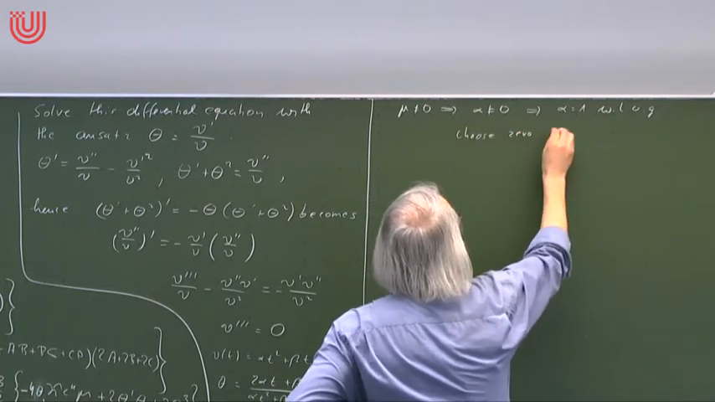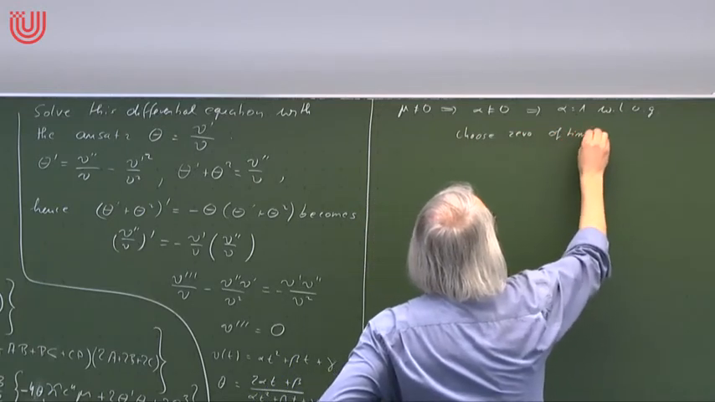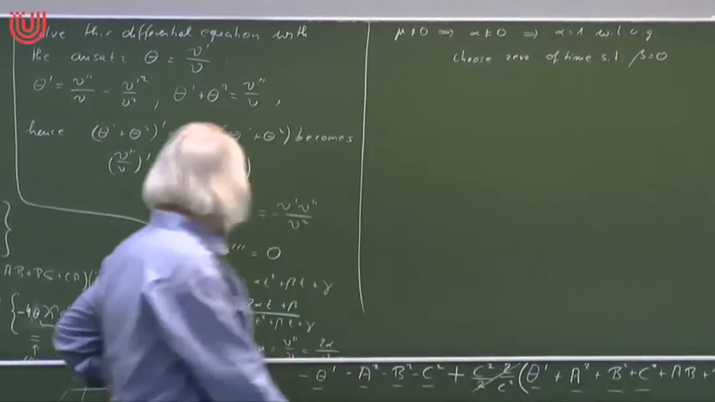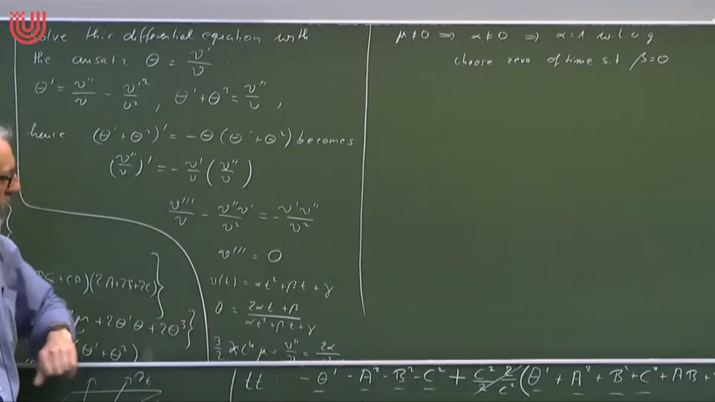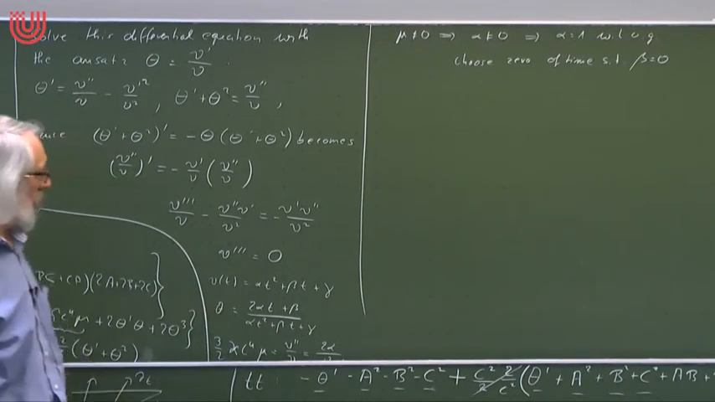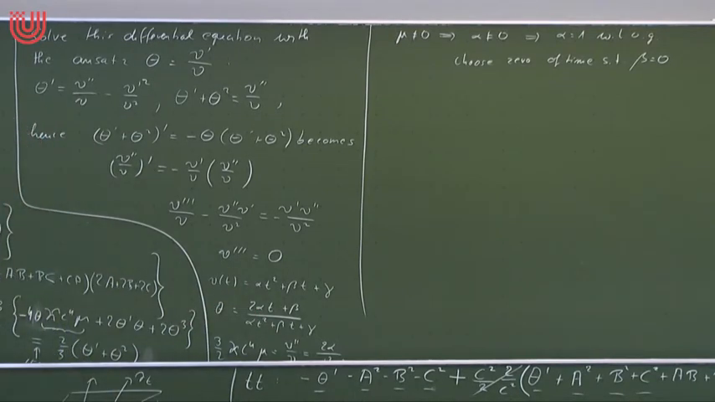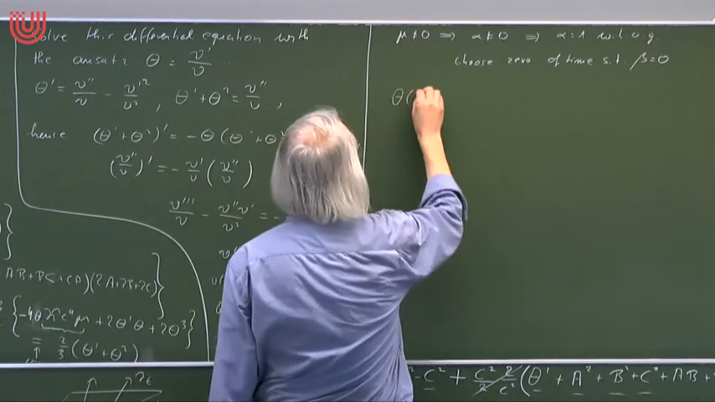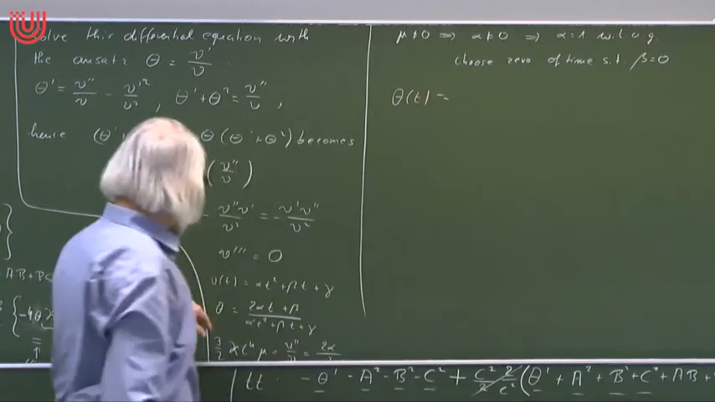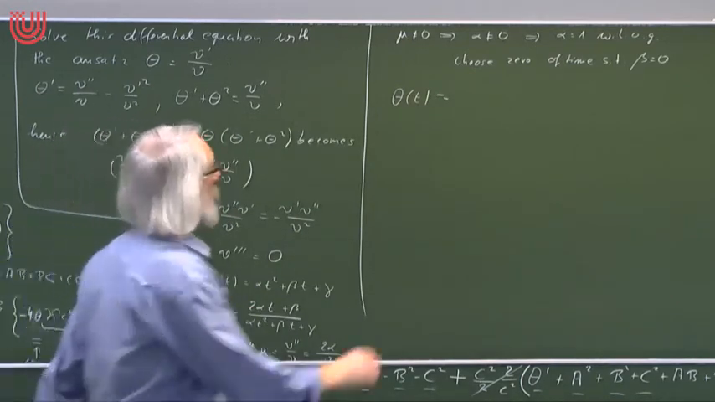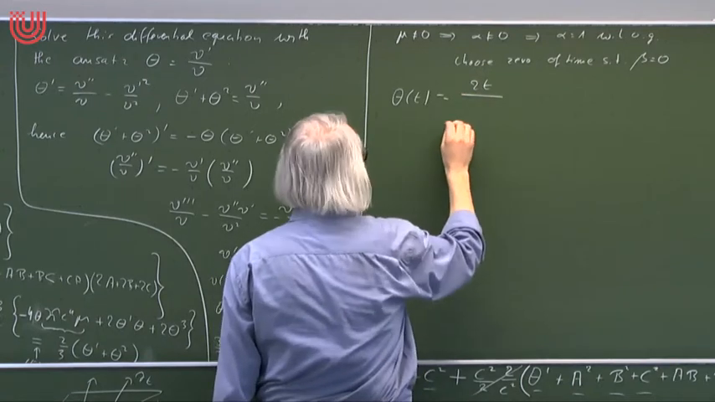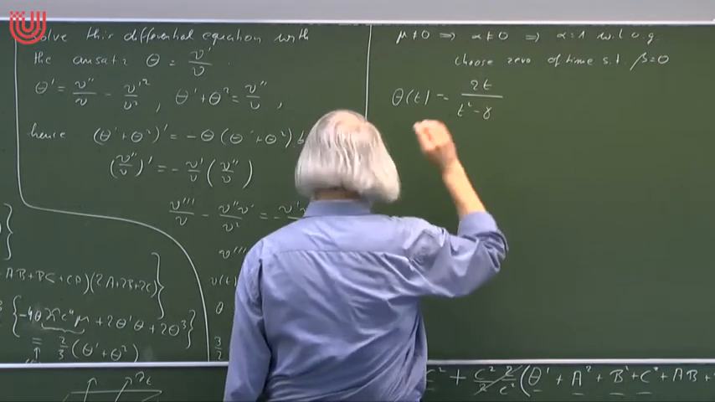Choose the origin of time such that beta is equal to 0. So I can add a constant to my t so that I have no additive term in the numerator. And then my solution looks like that. Theta of t, with alpha equal to 1 and beta equal to 0, is 2t over t squared plus gamma.